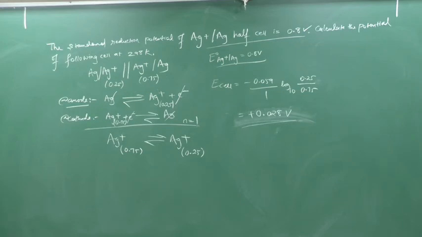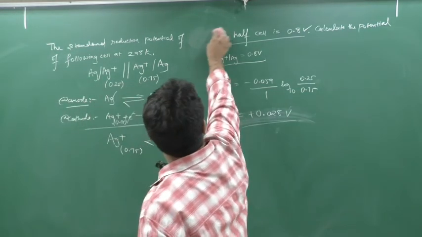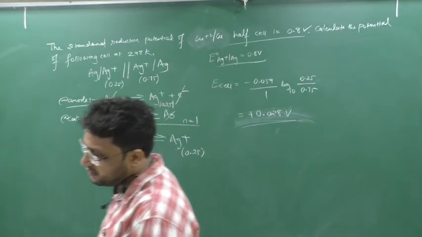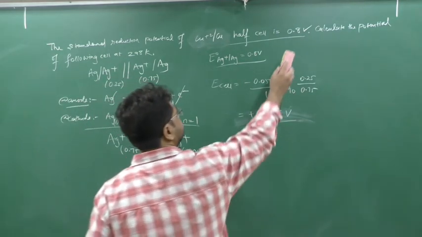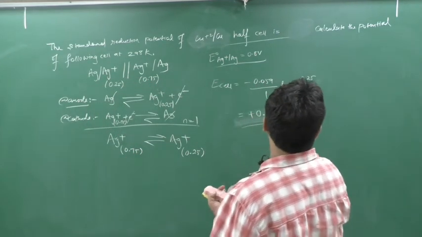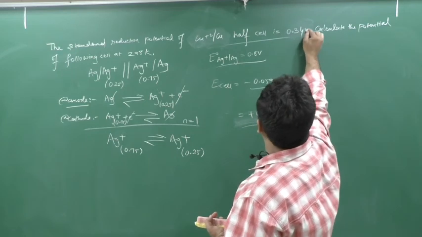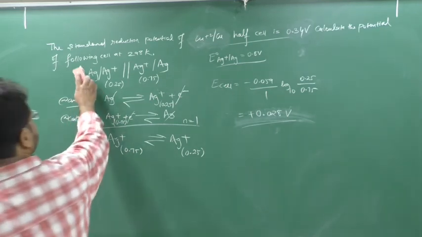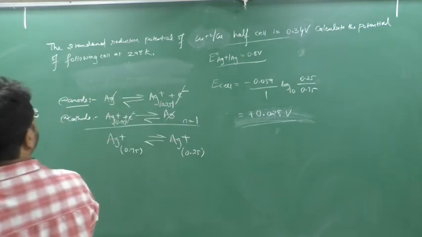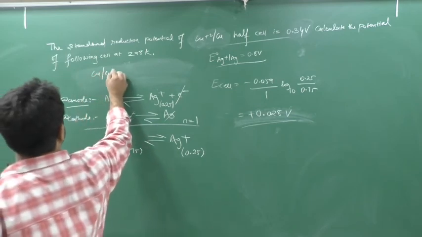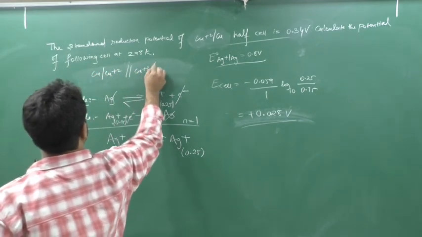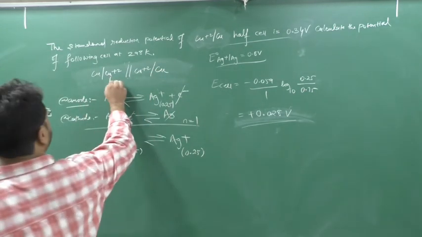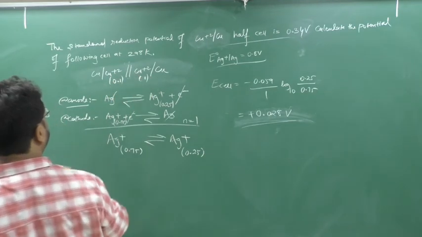The reduction potential of the Cu2+/Cu half cell is 0.34 volt. Calculate the potential of the following cell at 298 Kelvin. Cu | Cu2+ || salt bridge || Cu2+ | Cu, with concentrations 0.1 and 1.